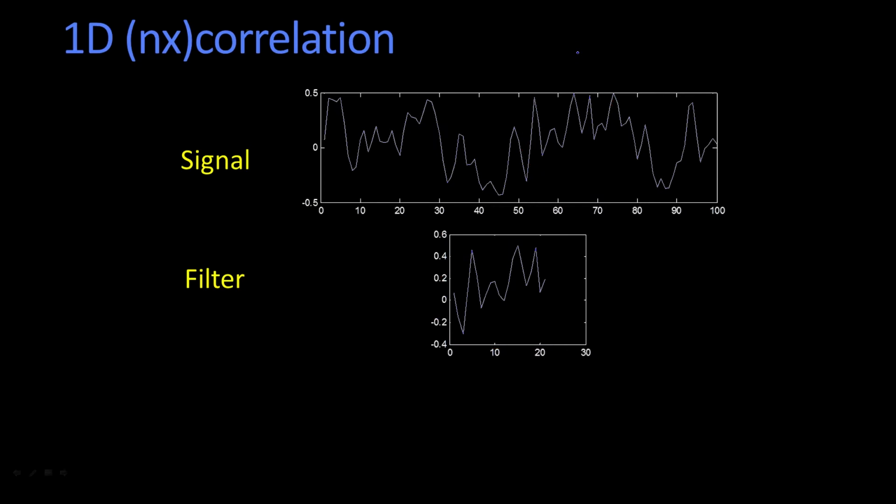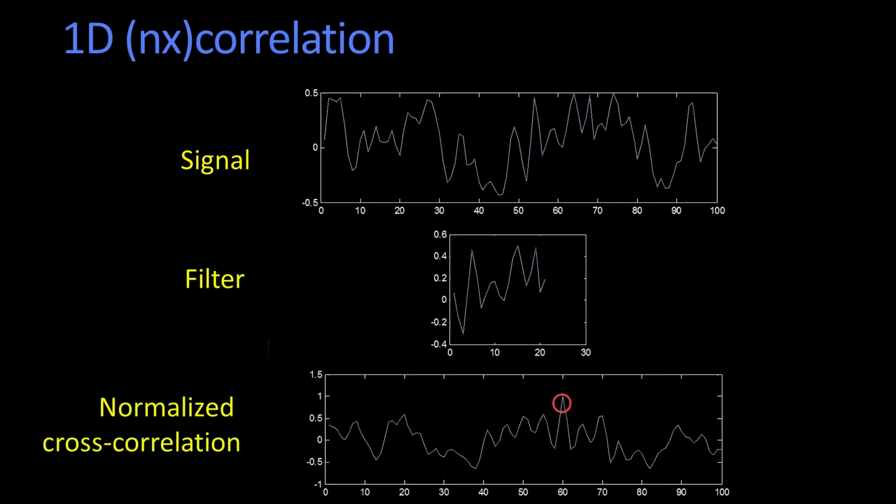What we're going to do is the normalized correlation of this filter with that signal. When you do that, you get a result that looks like this. You'll notice its maximum is at this peak here in red, right here. And that's the location of where this filter came from out of that signal. So the highest value is exactly when these things match.